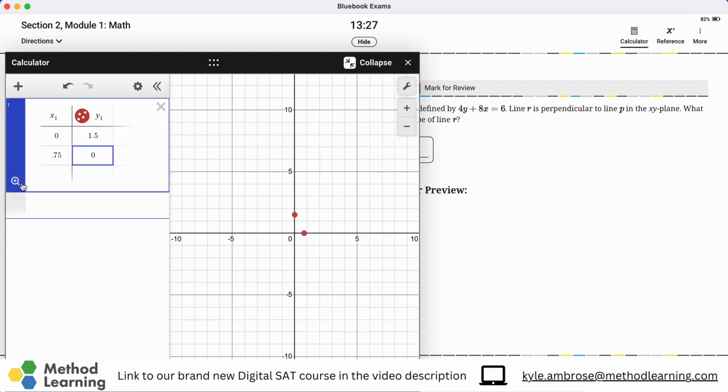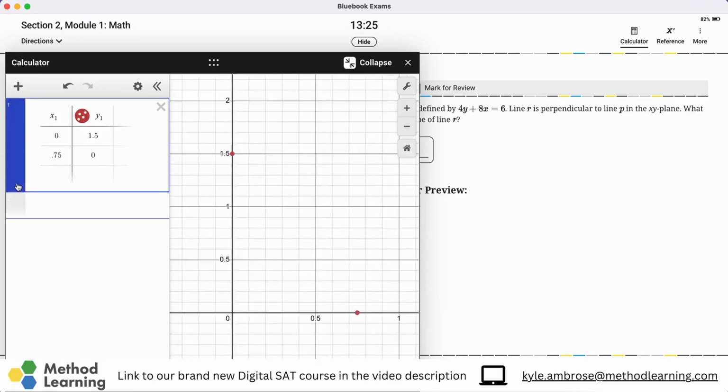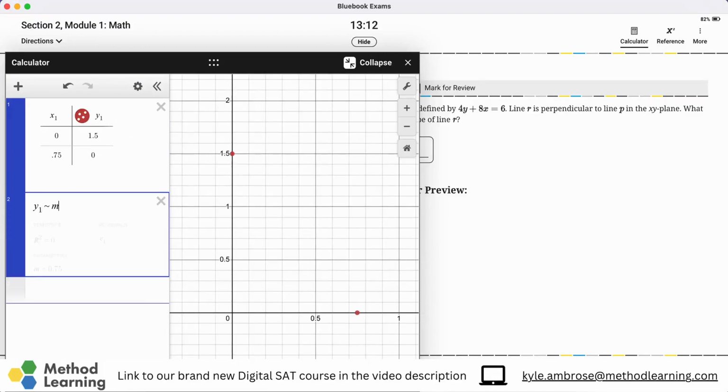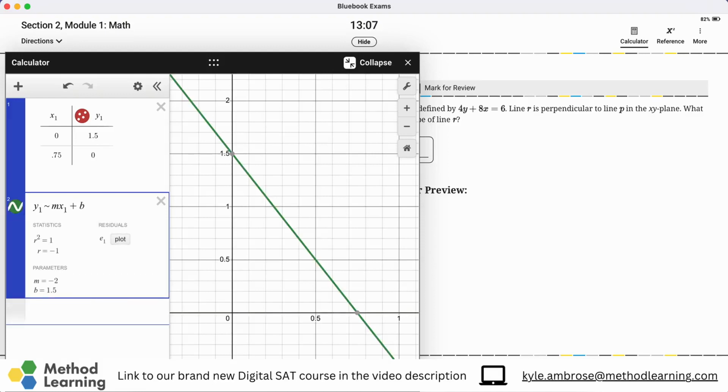Okay, let me get rid of this original equation. It's not going to help me to do it this way. So now I'm going to hit zoom. It's going to zoom it to those 2 points. And what I could do, if this works, is I can say y sub 1, which is referencing these values here, is approximately m times x sub 1 plus b. Now I'll explain how I did that, and then I'll tell you what it means.